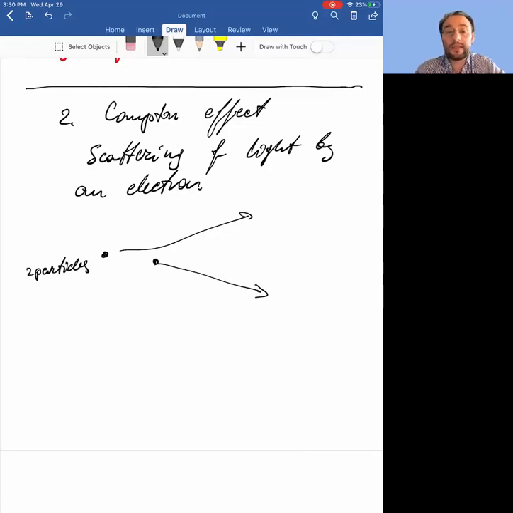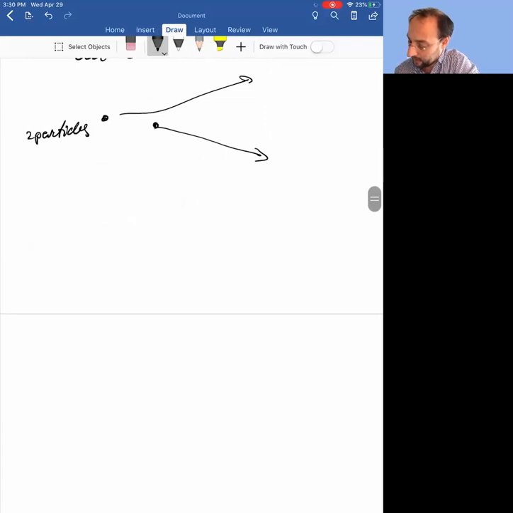Okay, that's the classical prediction. What Compton found instead is that, yes, there is light scattered by an electron, but this scattered light has different frequencies. And the frequency or wavelength depends on the scattering angle. So now let's dive into it. So you have a wave against a particle.